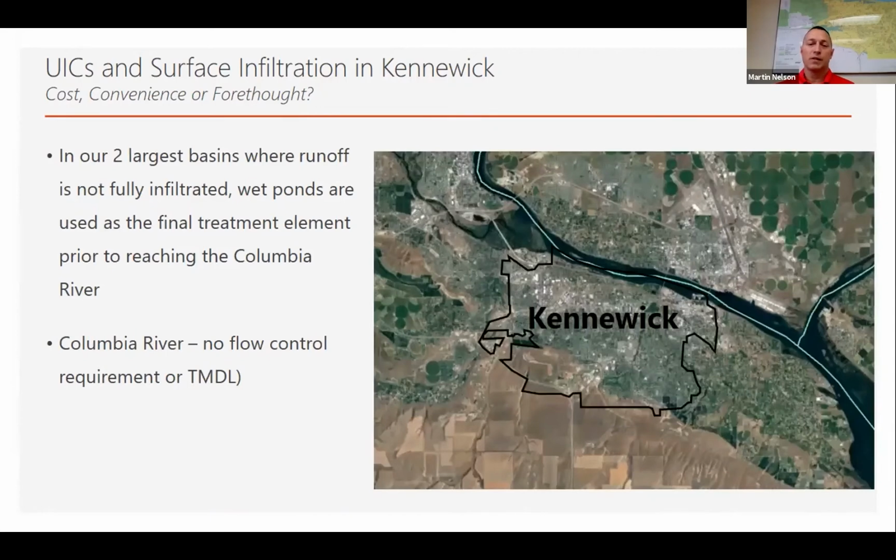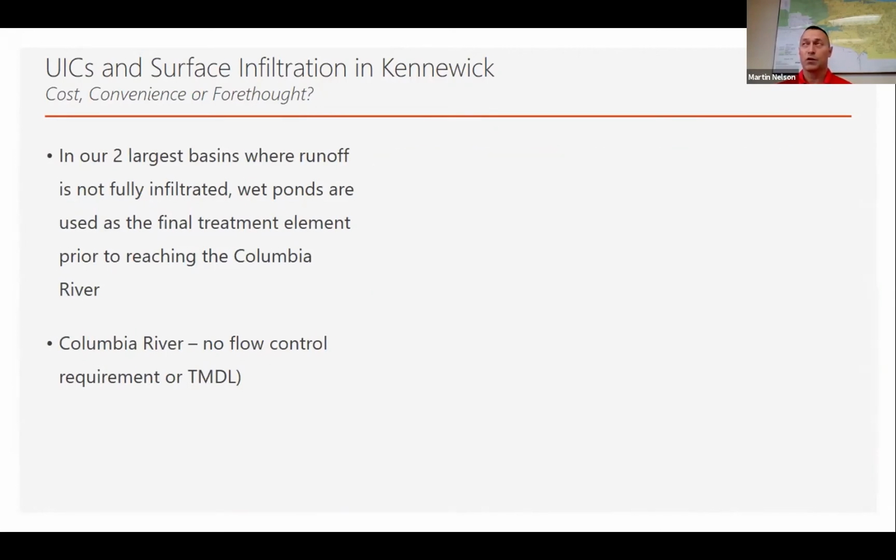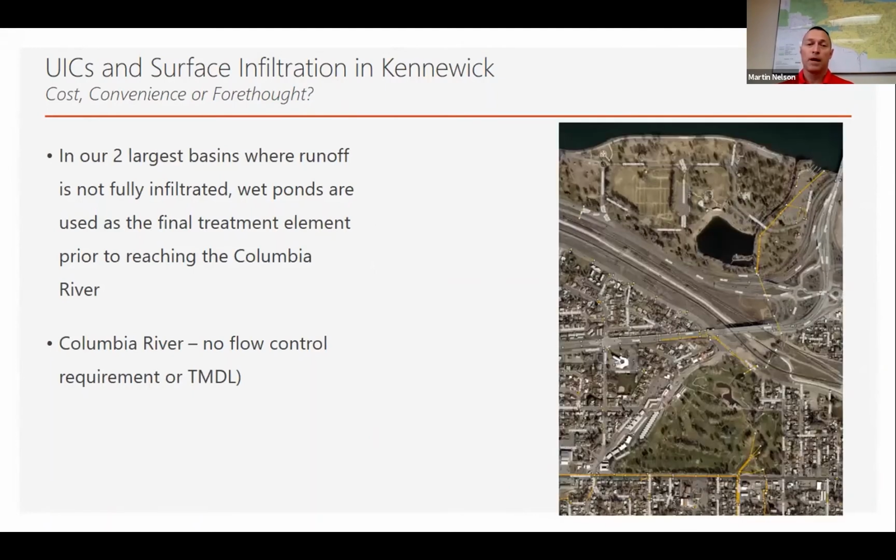Two of our larger basins that don't use infiltration on site tight line their water into a series of ponds before they go out to the Columbia River. And this is one of those sites, a basin in the city where, if you're looking at the bottom right corner there at the bottom south end of that golf course, there's a series of orange pipes that enter there.